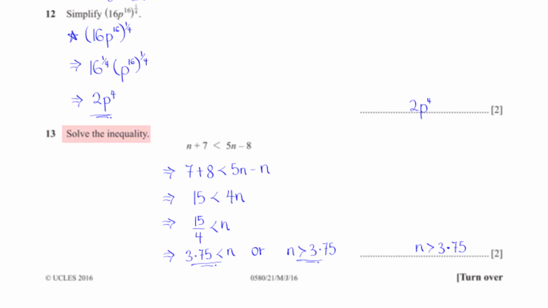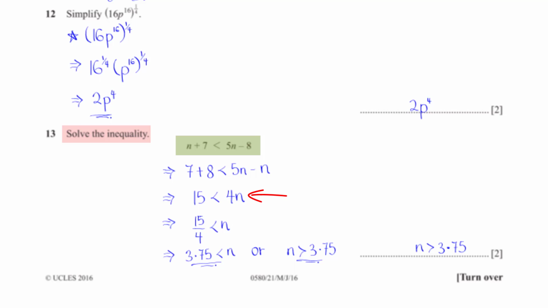Solve the inequality. So to solve this inequality, we first group like terms on both sides of the inequality, and this gives us 7 plus 8 is less than 5n minus n, and 7 plus 8 gives us 15. 5n minus n gives us 4n.